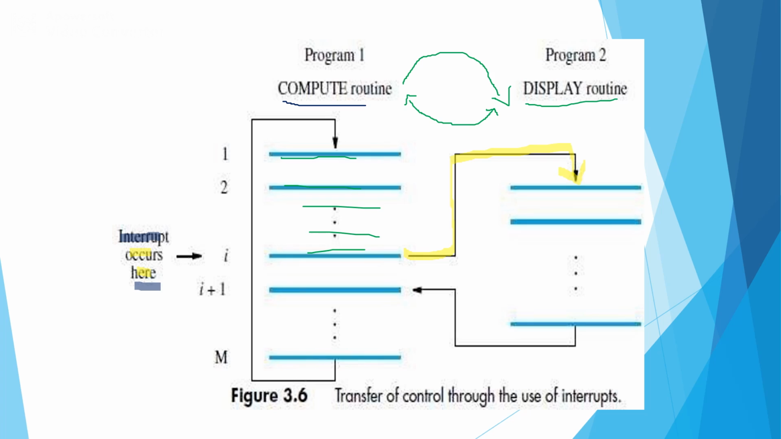The print routine sends the second line to the printer, suspends itself and gives control back to the compute routine. So that is how we can overlap the compute as well as print routine, and we can save time, and we can also maintain the synchronization between the IO as well as the processor.